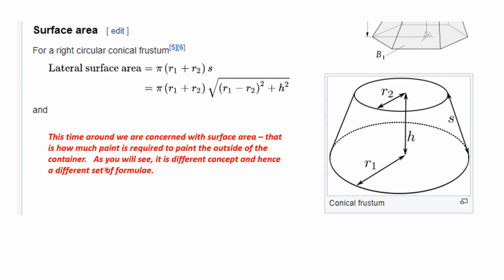Now again, this time around we're concerned with the surface area, and you can think about that as how much paint would it take to paint the outside of the container. And as you will see, it's a different concept, and hence a different set of formulas, or formulae as it would be in the Latin.